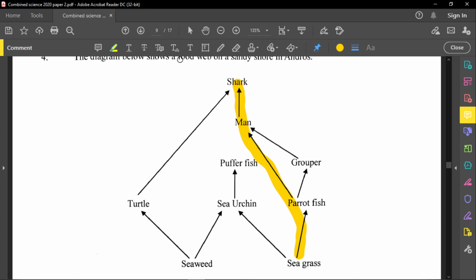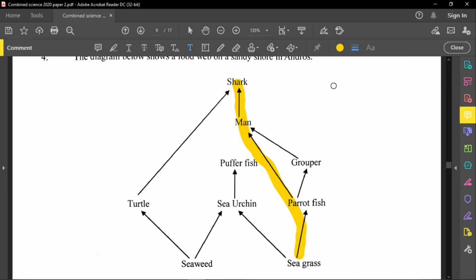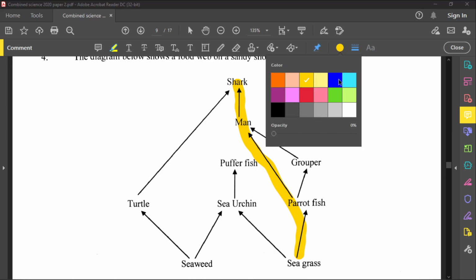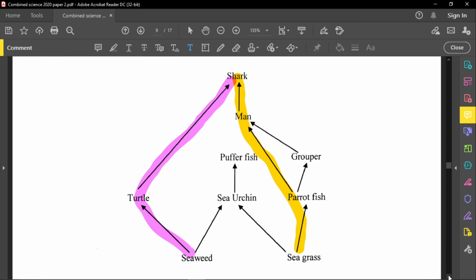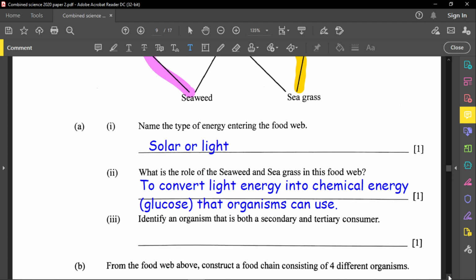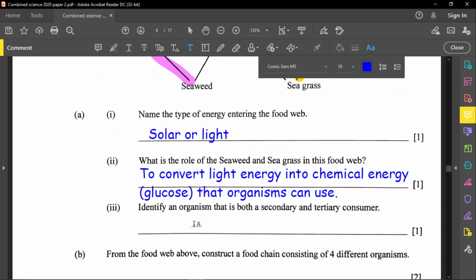If you come on the opposite side of the food chain, you're going to realize now that the shark is also, let me use this color, coming from a seaweed. So that's a primary and this is our secondary here. So it is both tertiary and secondary at the same time. Okay, so let's go down to answer the question now, right? And so it's both secondary and tertiary, that is a shark.